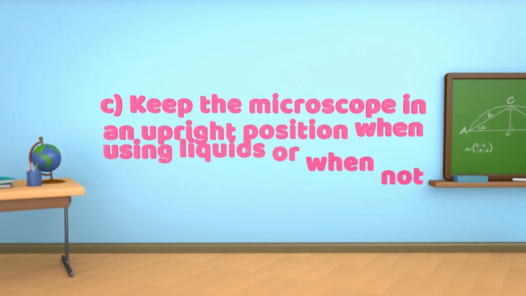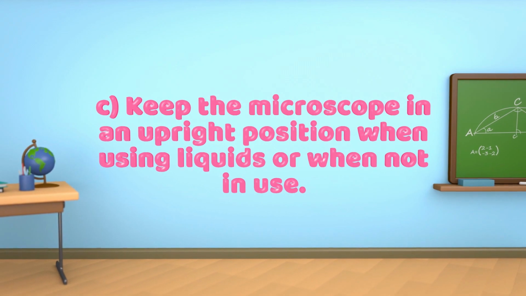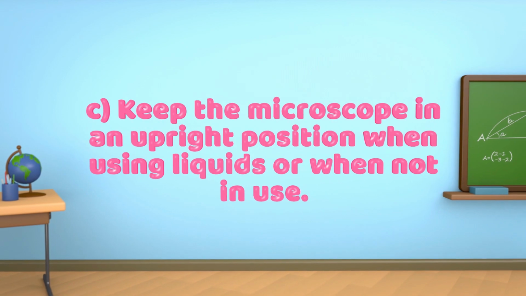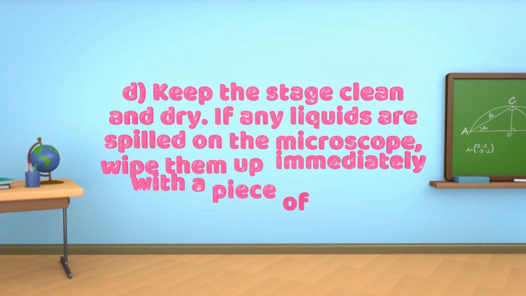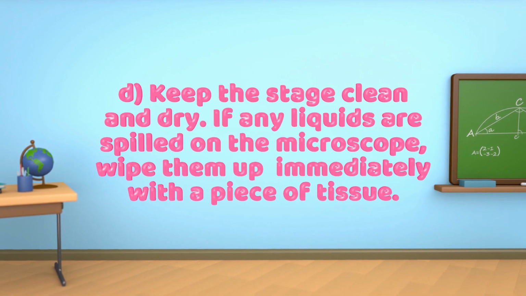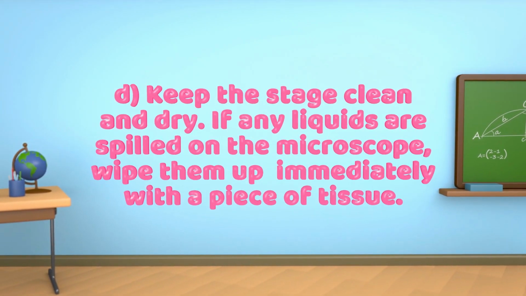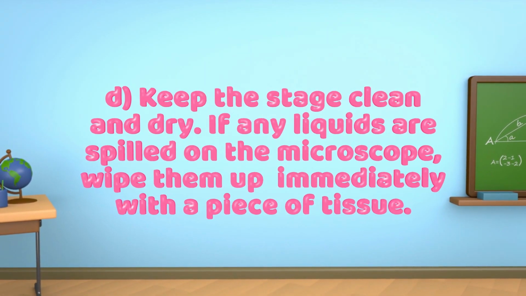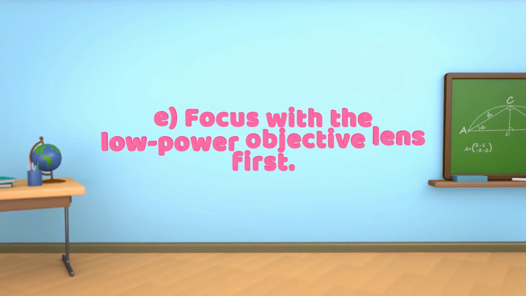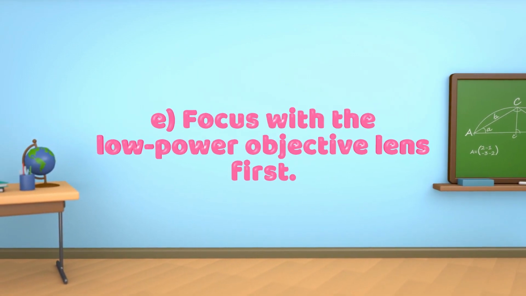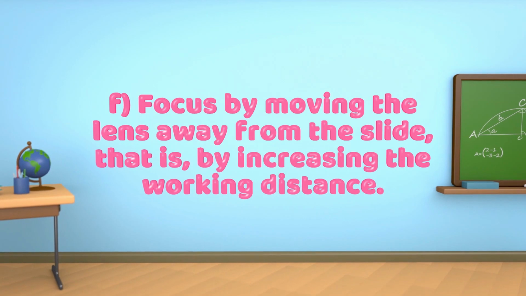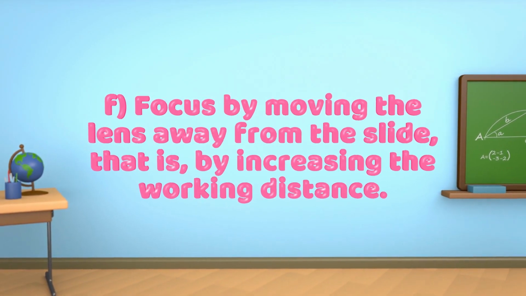C. Keep the microscope in an upright position when using liquids or when not in use. D. Keep the stage clean and dry. If any liquids are spilled on the microscope, wipe them up immediately with a piece of tissue. E. Focus with a low power objective lens first. F. Focus by moving the lens away from the slide. That is, by increasing the working distance.